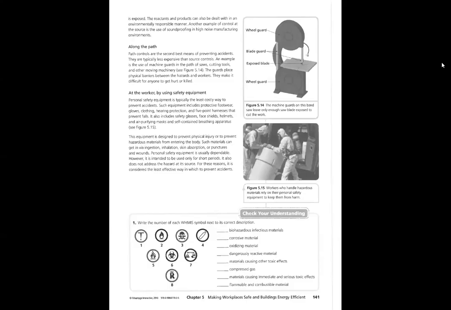Okay, we are at the bottom of page 141, and we're looking at question number 1. It is worth 3 marks.